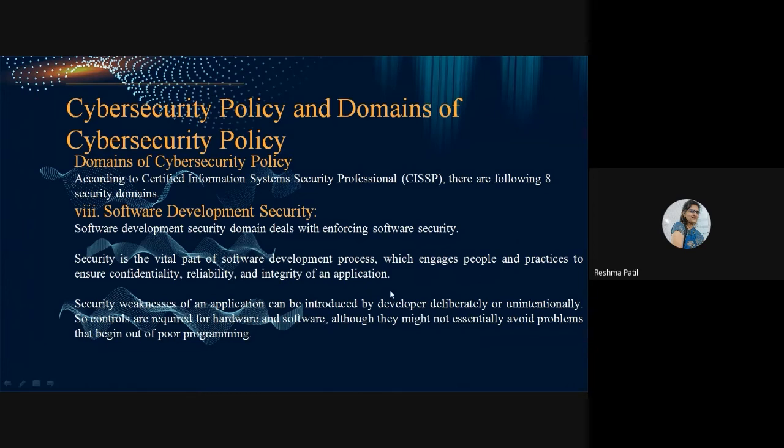So this could be done by developer only, that introduction of error or weakness done by developer deliberately or unintentionally. So the controls are required for hardware and software, although they might not essentially avoid problems that begin out of poor programming. But we have to start security from here only, from the development side only. So these are the 8 modules of cybersecurity policy.